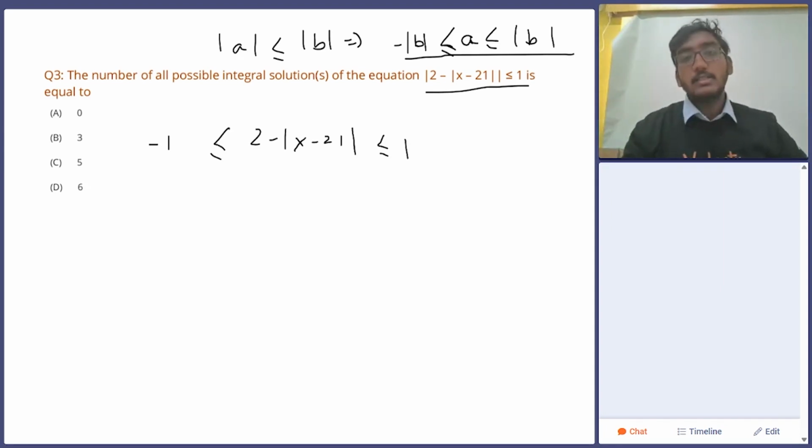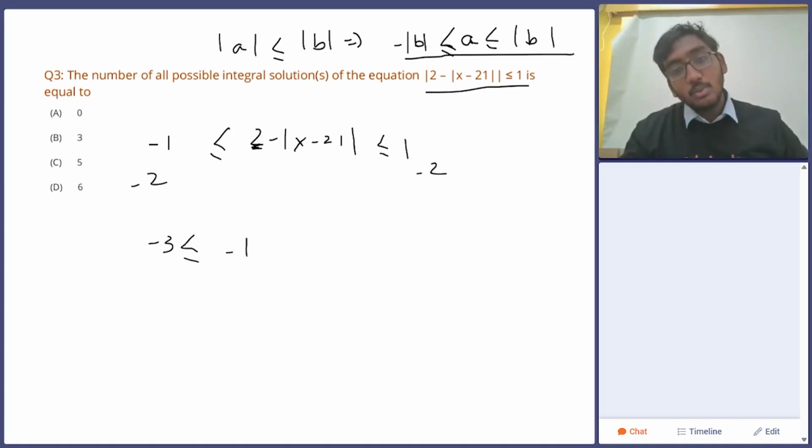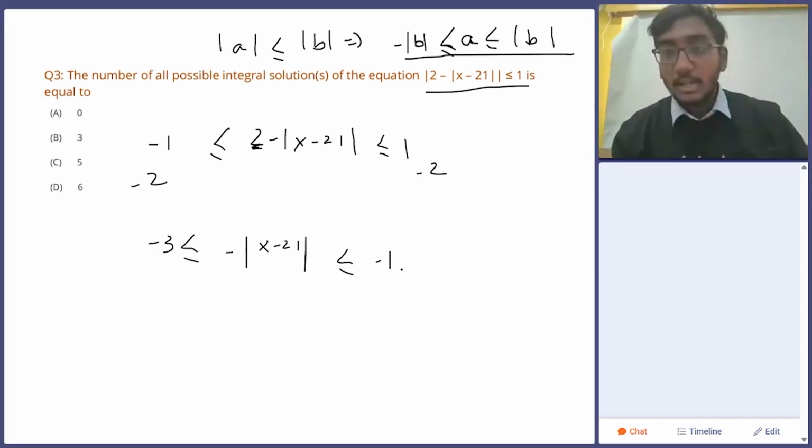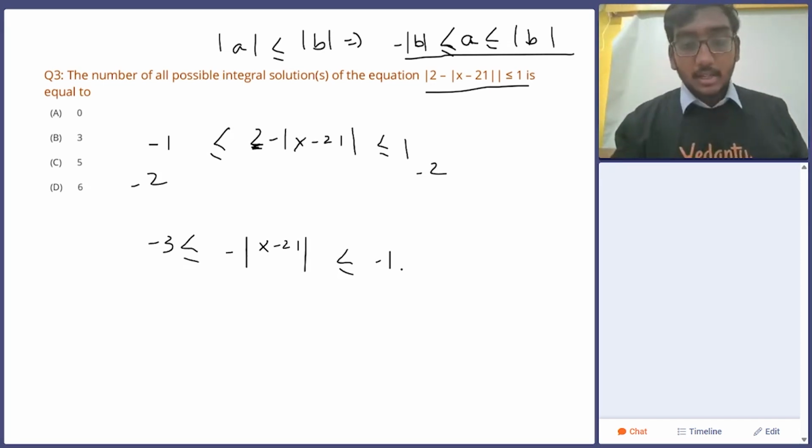Right. We will get this. So from this, before that, one thing we can do is remove this 2. For that, I will subtract 2 on both sides. What I will be getting is minus 3 less than or equal to minus mod of x minus 21, and that is less than or equal to minus 1, right? Now what we will do is multiply this entire expression by negative 1.